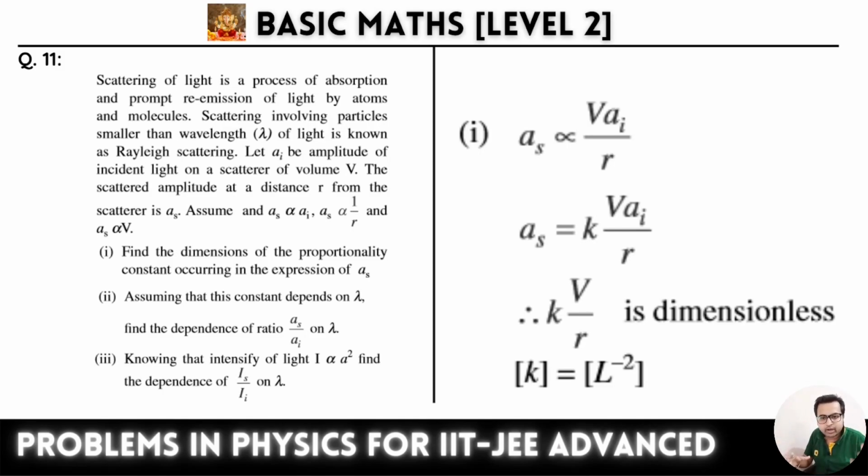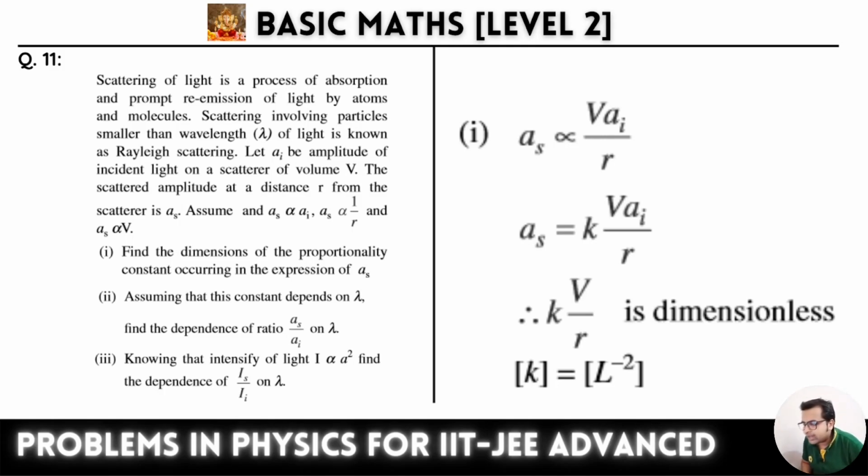So what trick can we use to make the calculation easy? From the observation we can conclude that kV upon r should be dimensionless, because if kV upon r is dimensionless, it will do the trick for us. So what is the dimension of V upon r? V is volume.